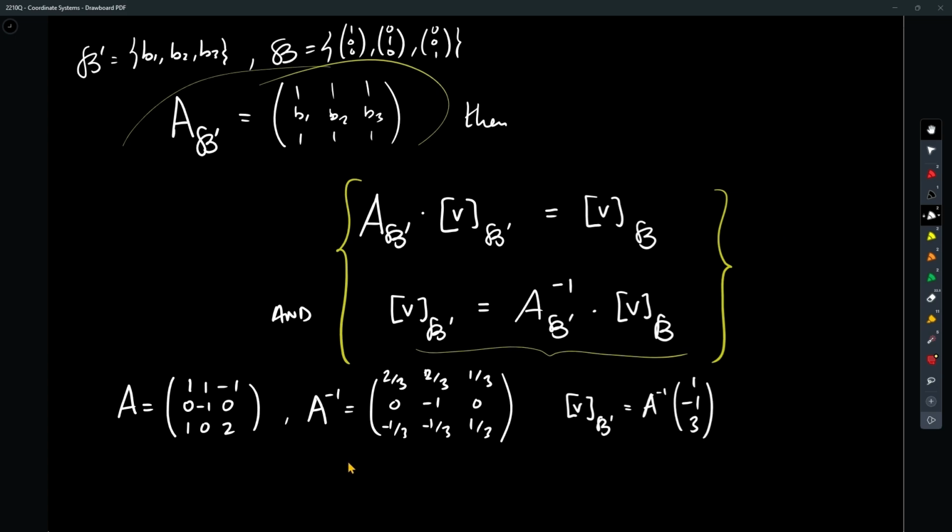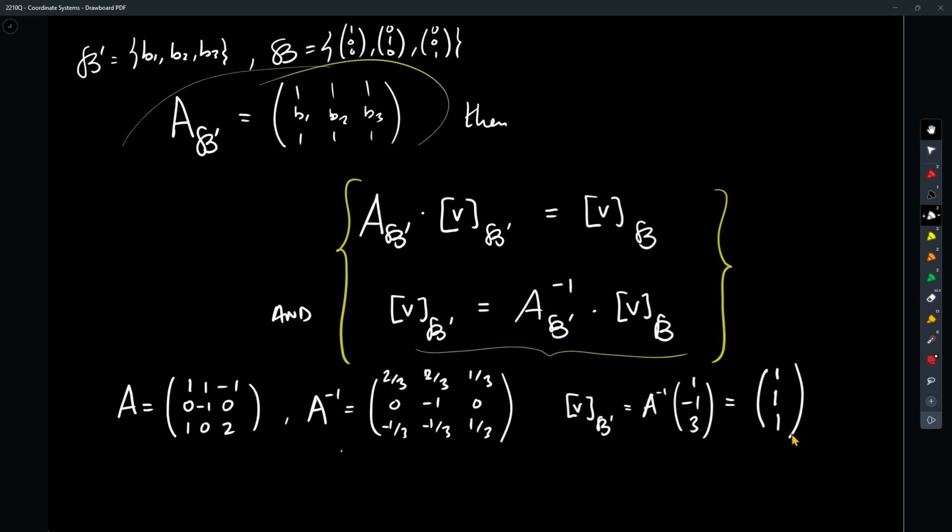So if I multiply this matrix by 1, minus 1, 3, I get 2/3 minus 2/3, that's 0, and 3/3 is 1. 0 times 1 is 0, minus 1 times minus 1 is 1, and 0 times 3 is 0, so I get a 1. And minus a third, minus a third, that is 0, and then 3, I get 1. So it tells me that the new coordinates are 1, 1, 1.